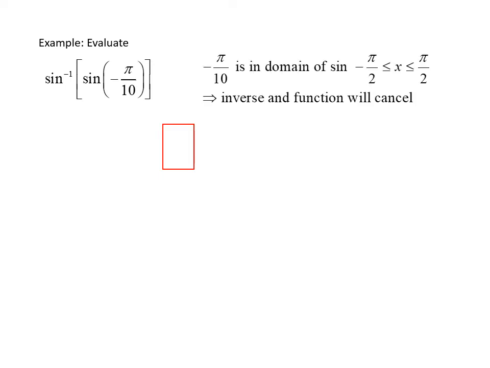So negative pi over 10 is within the domain between negative pi over 2 and pi over 2. And so since it's inside that domain, the inverse and the function are going to cancel each other out. So the inverse sine of the sine of negative pi over 10 will just be negative pi over 10.